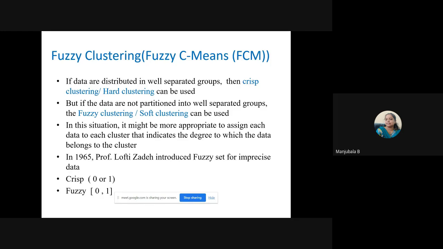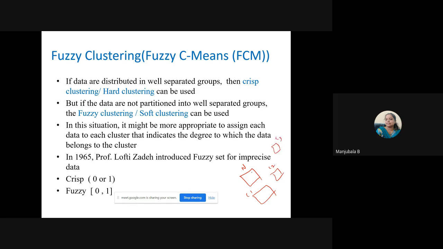Those are crisp clustering or hard clustering. Now we'll see, if you know the fuzzy set, where we can use fuzzy clustering or soft clustering. Here, whatever we are discussing is about data points. Suppose we have n number of data points, and suppose we have 3 clusters, C1, C2 and C3.